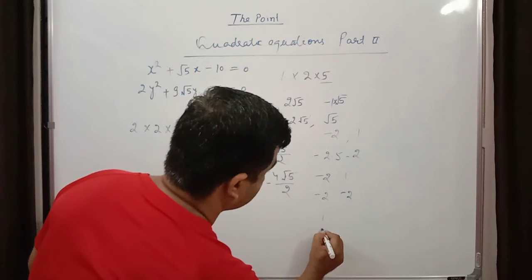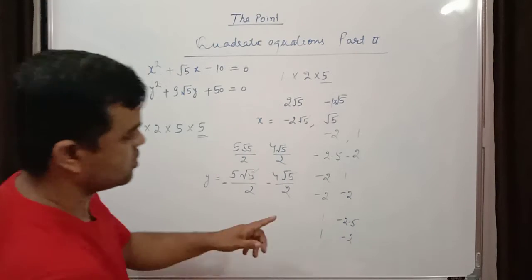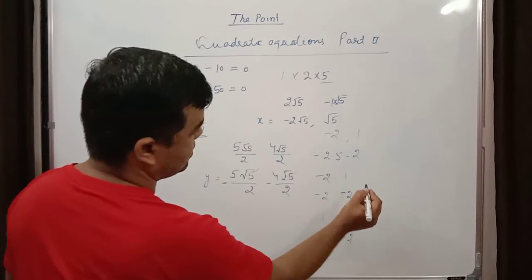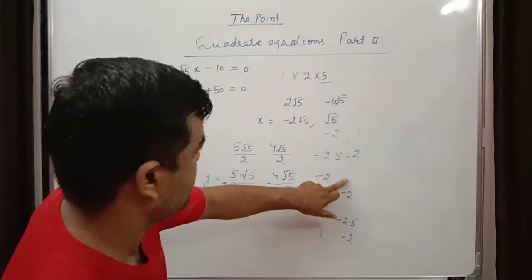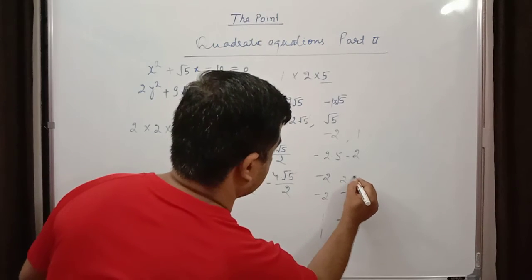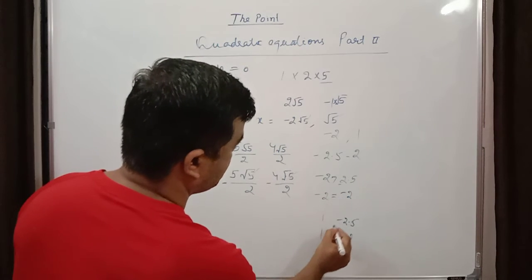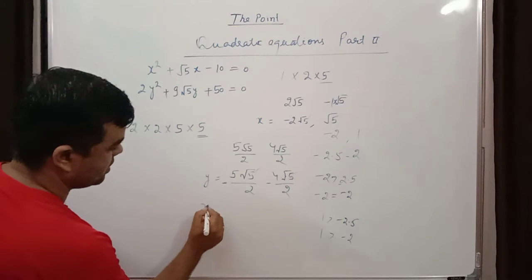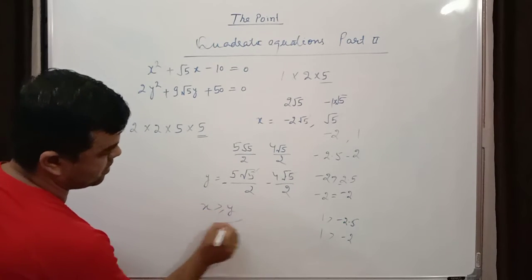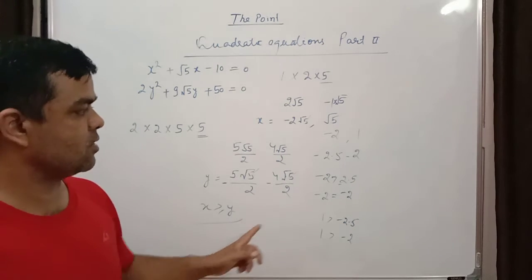So 1 will be compared with minus 2.5 and minus 2. So here it is greater than, equal to, here greater, here greater. So the answer will be x greater than equal to y. Okay. So answer will be x greater than equal to y.